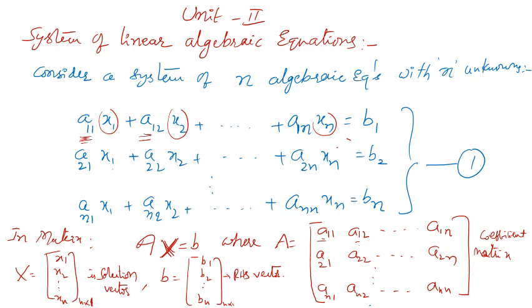This is the general representation of n algebraic equations with n unknowns. Now this matrix can be written simply as Aij. What is the order of the matrix? n by n. Aij means what? i is the index for the row, j is the index for the column. Aij means the ith row, jth column element.